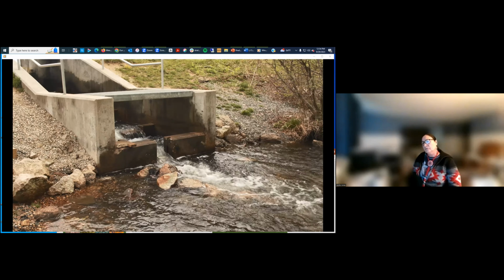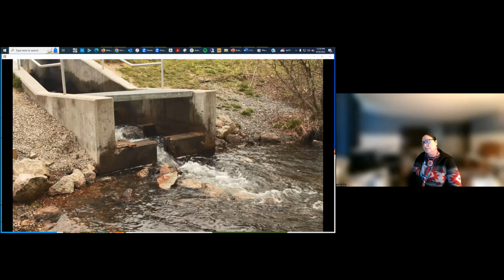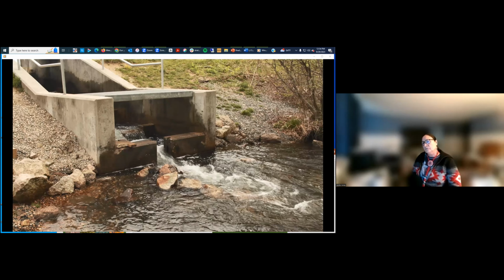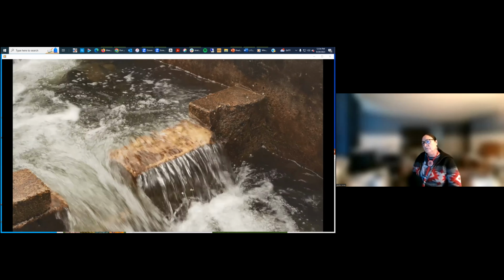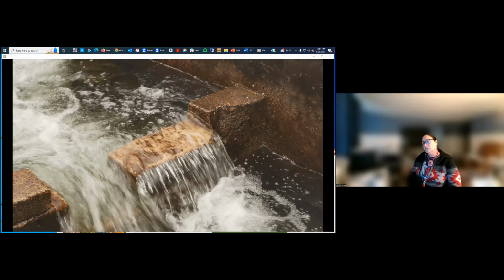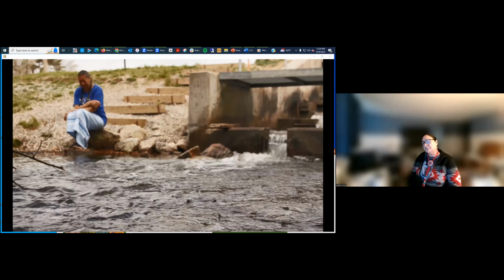When I go down and look at the herring that are running, go to catch some herring, there aren't as many as there used to be. It makes me feel sad. It makes me feel sick. I can feel its pain.